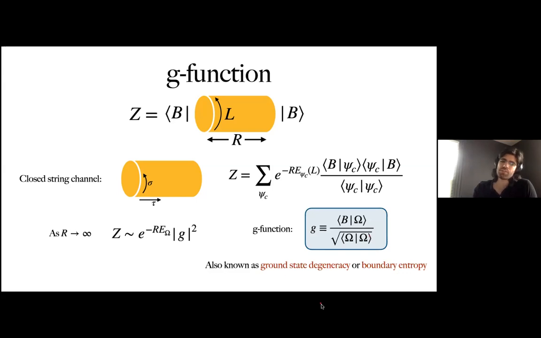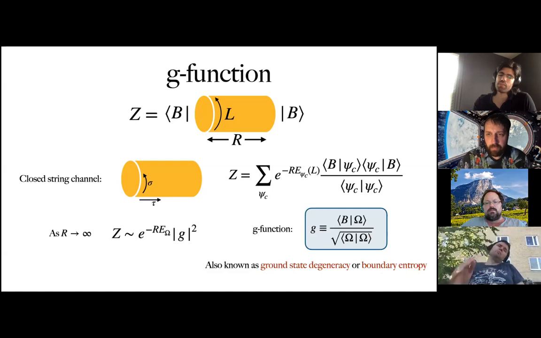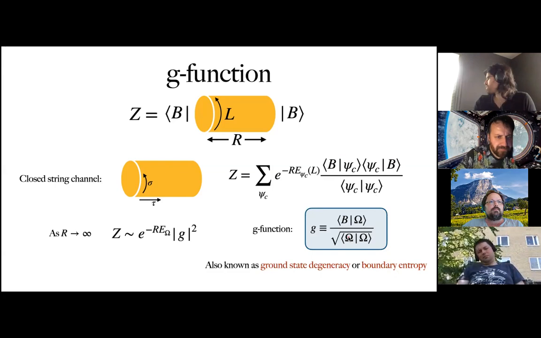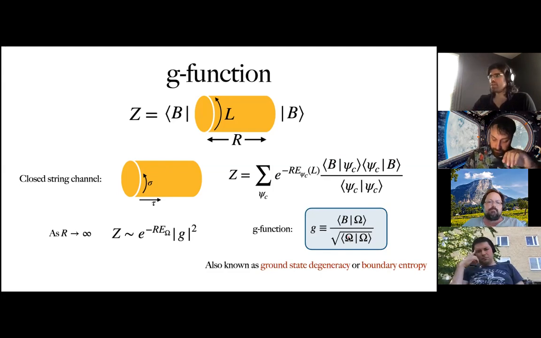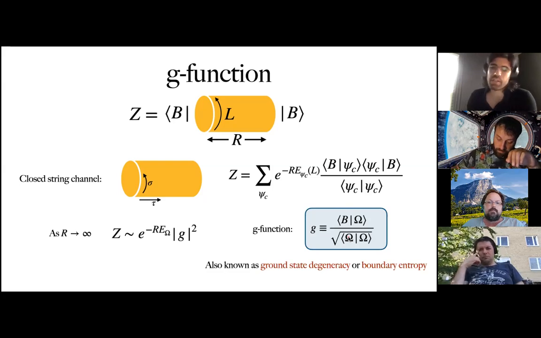Often this is also called ground state degeneracy and boundary entropy. Essentially, if you compute the free energy of the system, there will be a piece that is associated to the boundary, and that's captured by the G function. So the G function is an interesting quantity because it contains some universal information about the system. For example, under the RG flow, it's known to be monotonically decreasing from the UV to the IR. So this is a sort of universal property, and that's why it's an interesting quantity. So now let me briefly mention one caveat here.